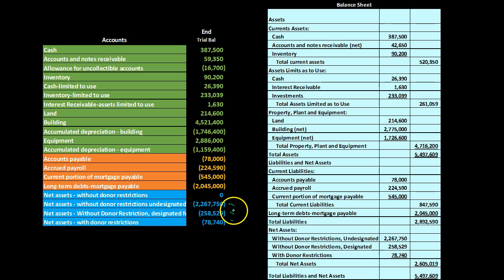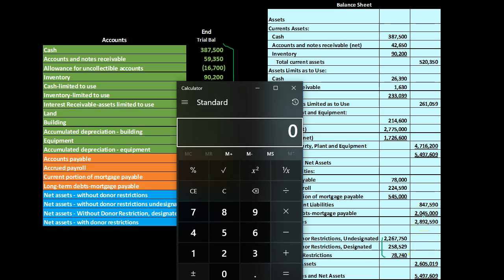So in our problem, we did that in the closing entry, allocating out these three numbers: net assets without donor restrictions, undesignated; net assets without donor restrictions, designated; and then net assets with donor restrictions of the 78,740. These three numbers now, of course, add up to that same 2,605,019, just as these add up to the same number. The debits minus the credits here, or assets minus liabilities, also equal the 2,605,019, just as they do on our balance sheet.